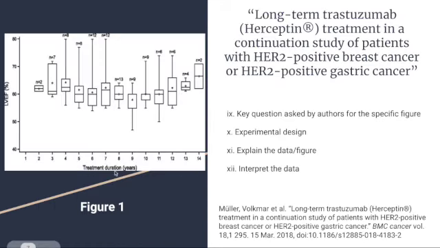This is figure 1 from the research paper on long-term Herceptin treatment in the continuation study of patients with HER2 positive breast cancer or HER2 positive gastric cancer. And this shows the worst left ventricular ejection fraction, or LVEF, for each year of treatment. The primary objective is to provide Herceptin therapy to patients with HER2 overexpressing locally advanced disease.